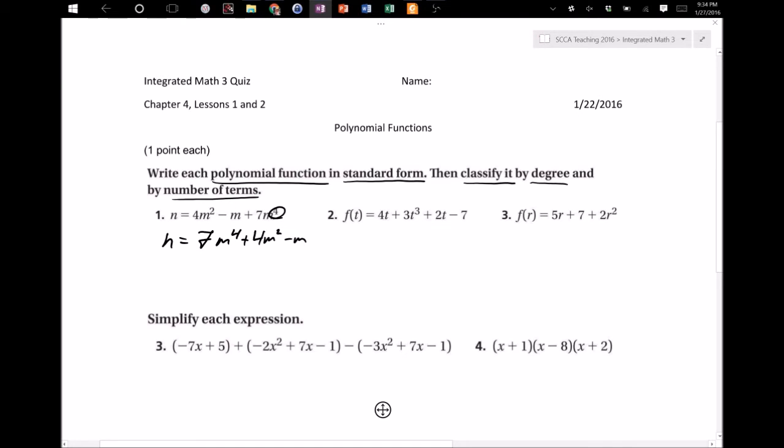And so looking at it, I have 1, 2, 3 terms. And then I have fourth power for my largest exponent. So it's fourth degree.